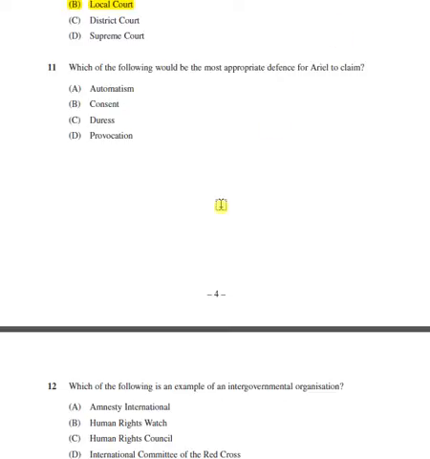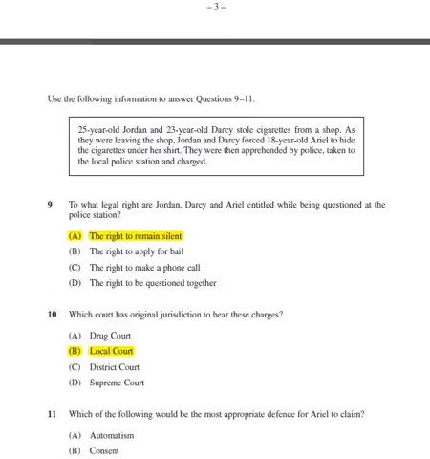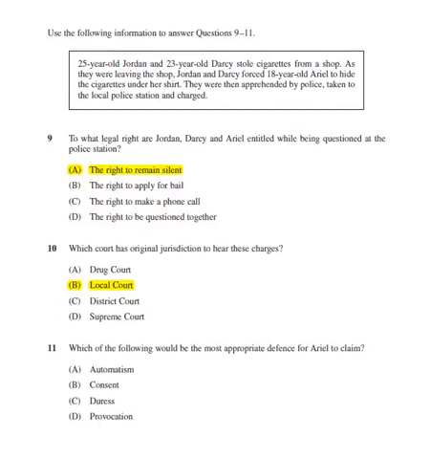Okay, next question is, which of the following would be the most appropriate defense for Ariel to claim? Well, we know that automatism isn't a defense, so we can cross that one off. Consent: you go back and look at the case and ask, was there consent given? No, there wasn't. D, was there provocation? There wasn't provocation. So C, was she under duress? Yes, she was under duress, because the key words here are "was forced to hide." So the answer is C, duress.